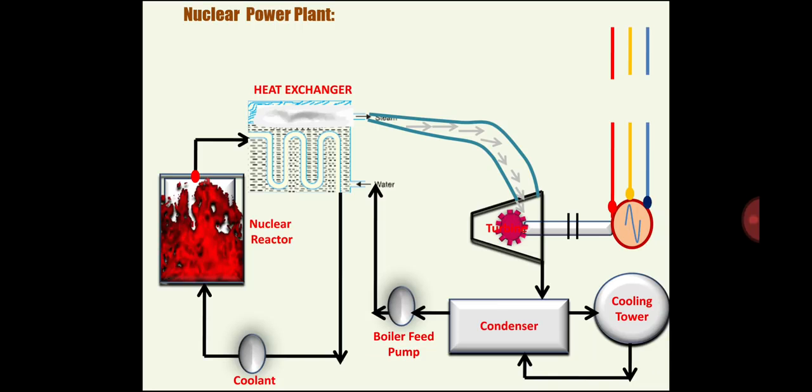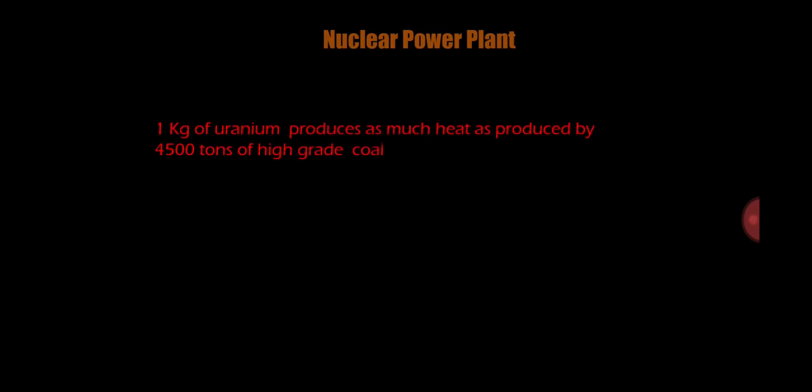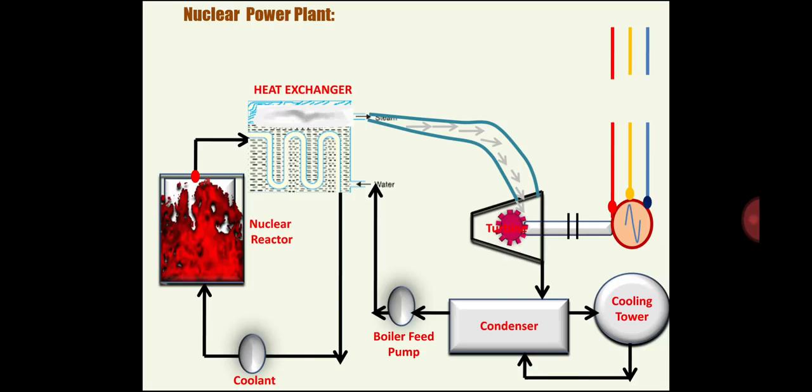Here, what is the advantage of nuclear power plant? 1 kg of uranium produces as much heat as is produced by 4500 tons of high grade coal. So only 1 kg of uranium is enough to produce the heat produced by 4500 tons of coal. That's why the transportation cost reduces, and there are many advantages of nuclear power plants over the conventional coal power plant. Now what is the block diagram of nuclear power plant?